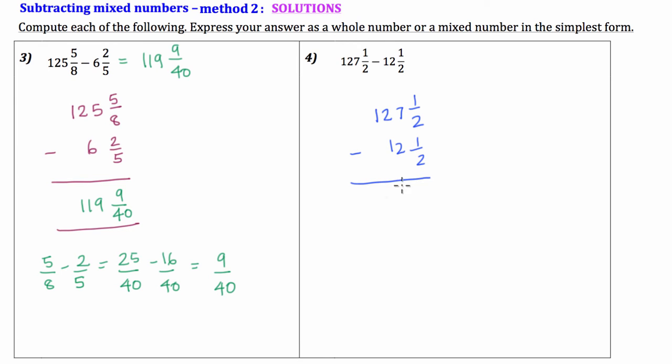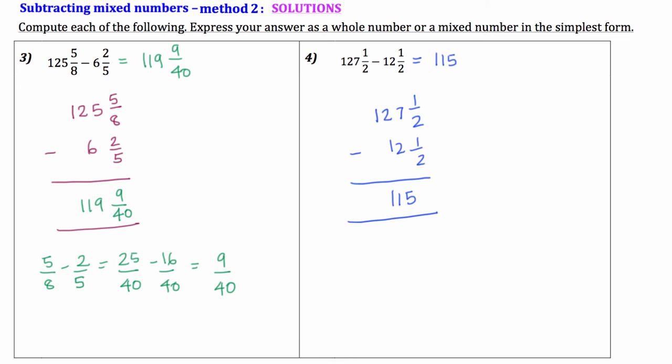When I subtract the fractional parts, I have nothing left because half minus half is 0. And I'm moving on to the whole numbers. So 127 minus 12 is 115. So this turned out to be a fairly straightforward problem. So the answer to this is 115.